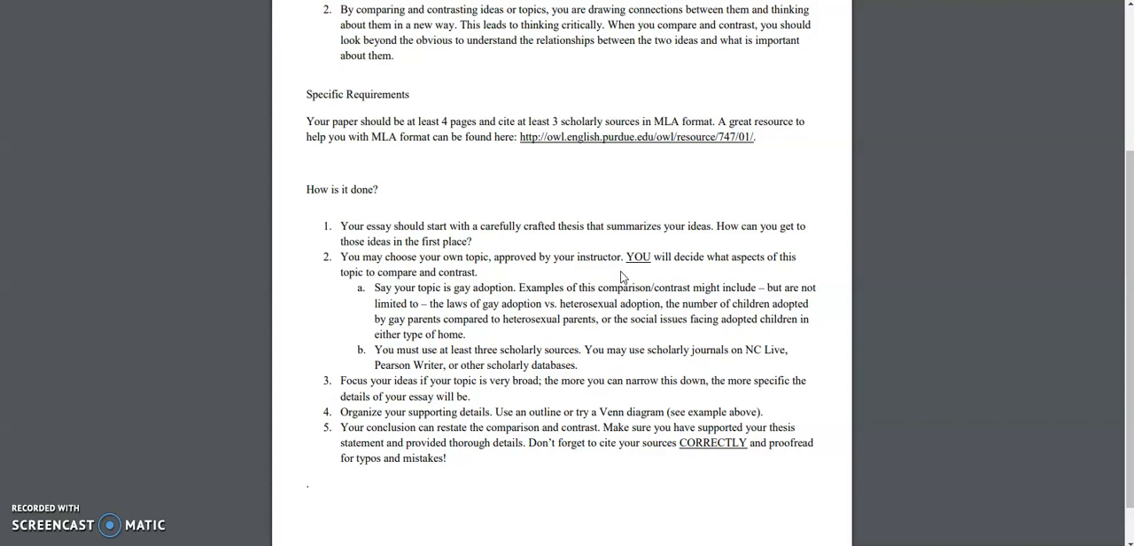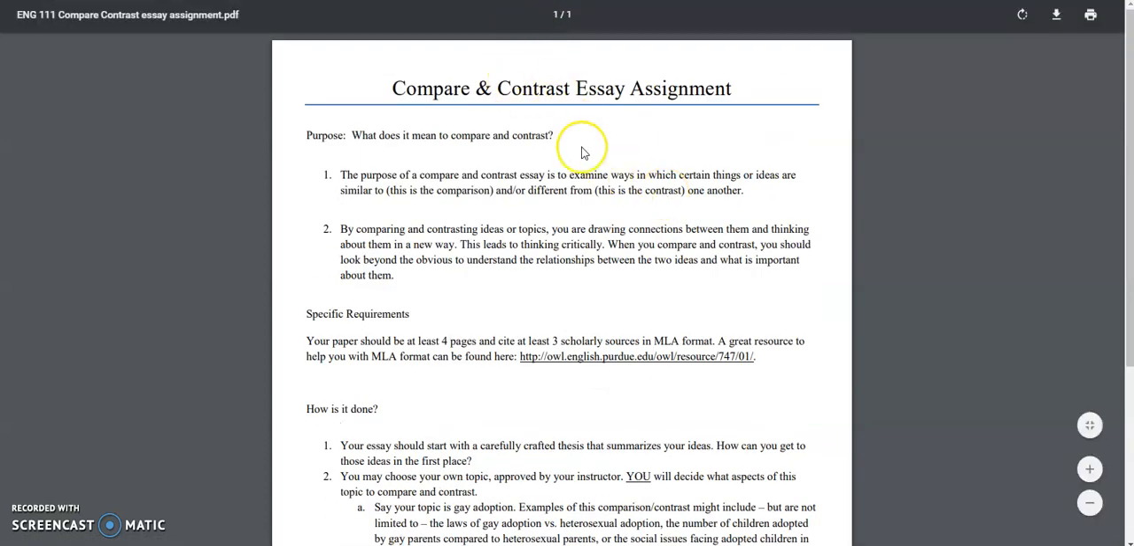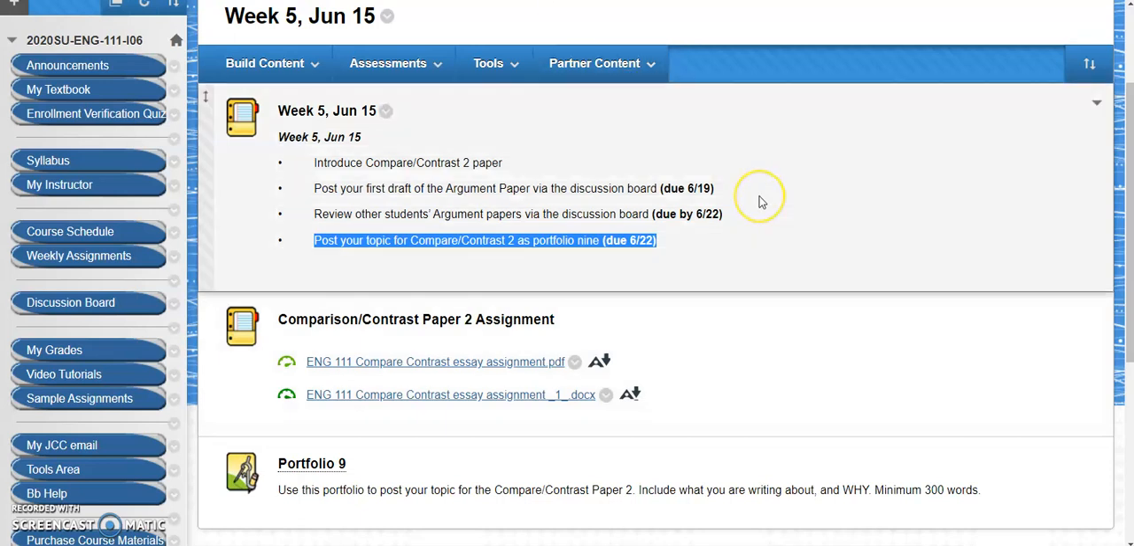Let's say recreational use of marijuana. Which is better, to keep it illegal or to have it be legal where people can buy it and use it? What are the reasons why one is better than the other? And you can do research on that to back it up. So that's kind of the concept of the Compare Contrast 2 essay. You're doing the Compare Contrast approach, but you're using research like we did for the research paper, which is the argument paper. That makes sense?